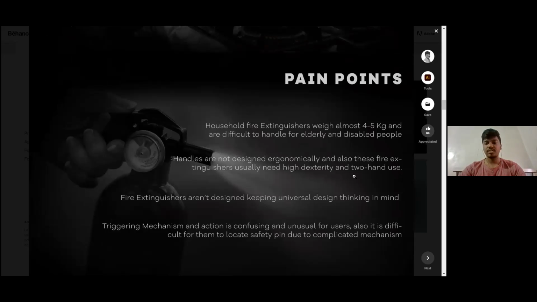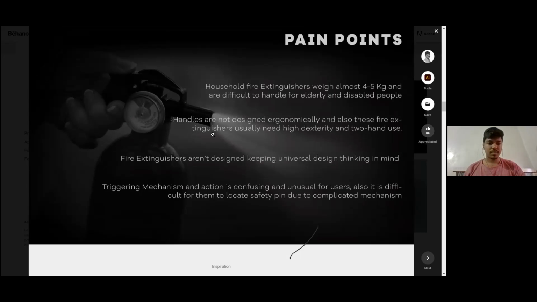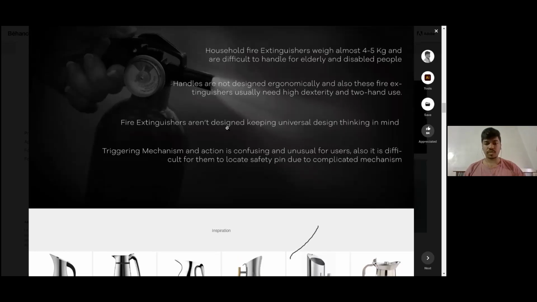Household fire extinguishers weigh around 4 to 5 kg and are difficult to handle for elderly and disabled people. Handles are not designed ergonomically, and these fire extinguishers usually need high dexterity and two-hand use because of their dimensions. The diameter of the fire extinguisher is very large, even for the 5 kg or 3 kg fire extinguisher. So these were a few extra points.